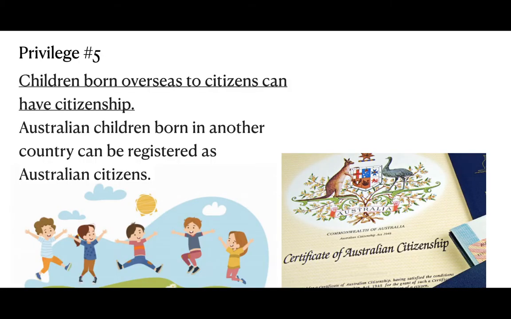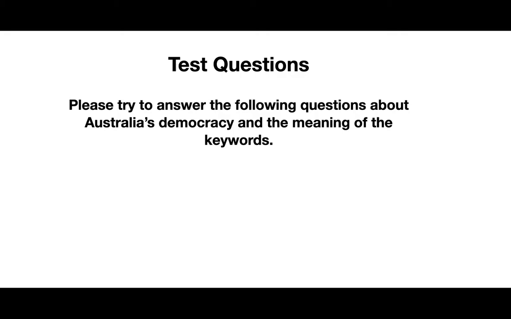Privilege number 5. Children born overseas to citizens can have citizenship. Australian children born in another country can be registered as Australian citizens. So they can get an Australian passport and they get Australian citizenship.